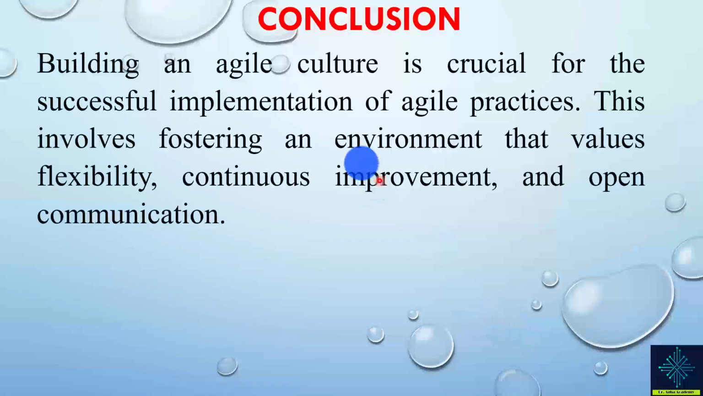So in conclusion, we can say that building an Agile culture is crucial for the successful implementation of Agile practices, and this involves fostering an environment that values flexibility, continuous improvement, and open communication. So these are the three main things: flexibility, continuous improvement, and open communication.